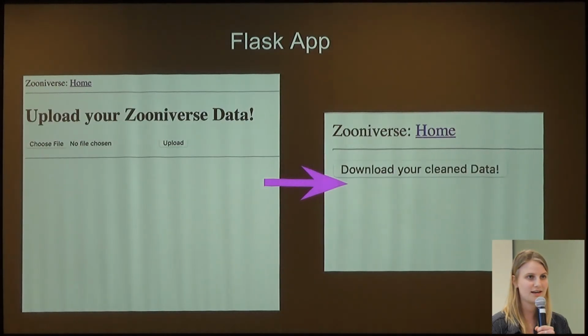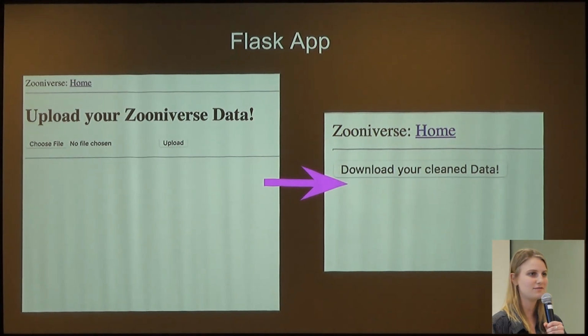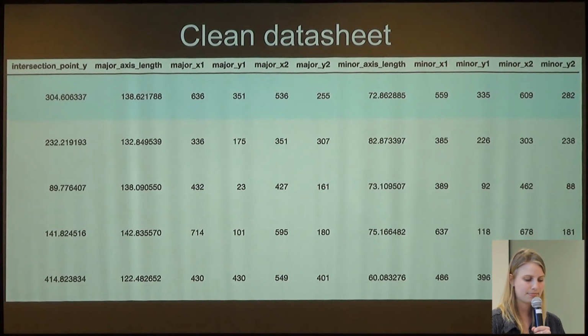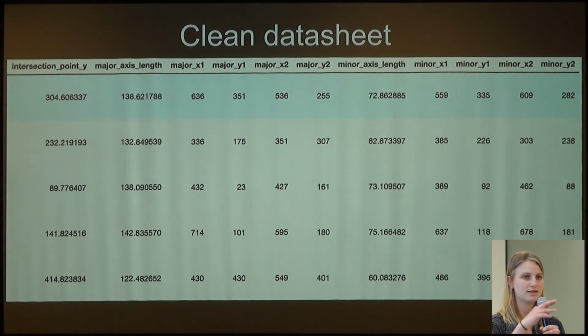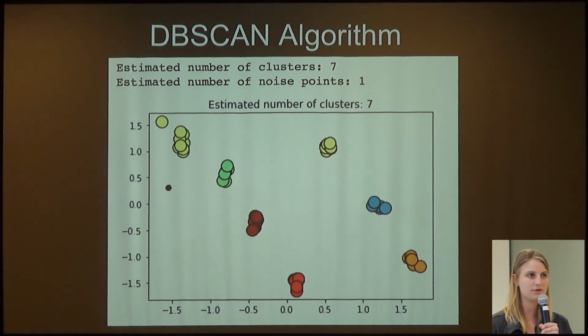So I wrote a Flask app. It's very, very simple. It looks like this, and you just take your CSV that you downloaded from the Zooniverse website. It runs it through a series of cleaning and calculation scripts that I wrote using pandas and a little bit of machine learning, but actually that's the next thing. And then it produces a clean data sheet that looks like this. So you've got the intersection point between the axes that volunteers have created. You've got the axes length, and then you can go on to do a bunch of interesting data visualizations and analyses with this data.